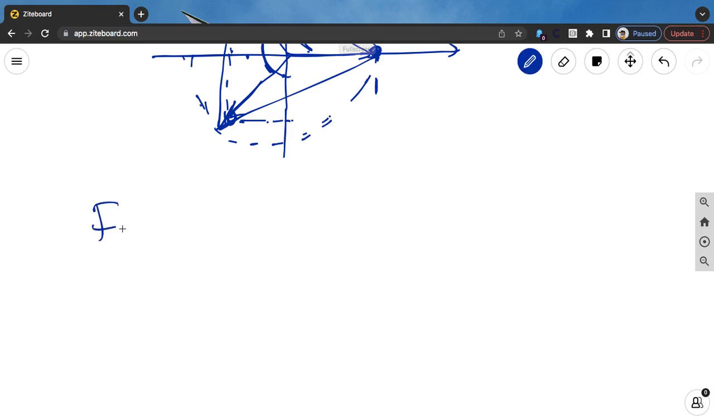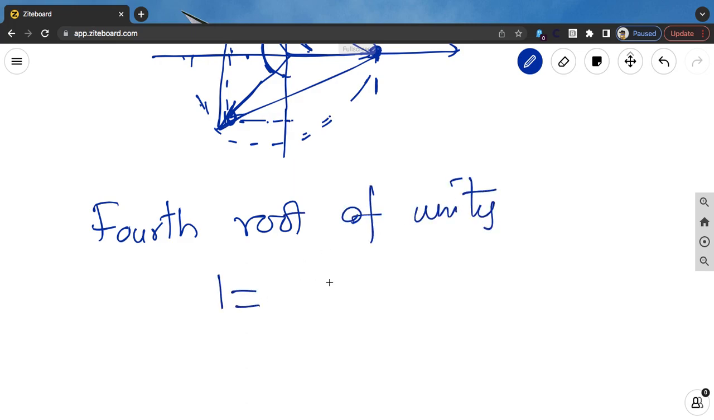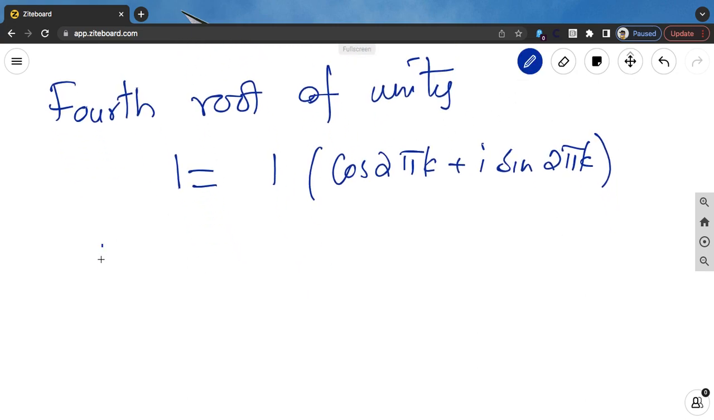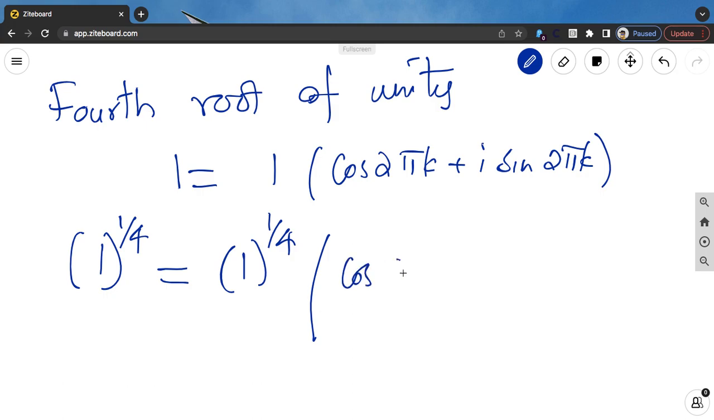If I do the fourth root of unity, again what is unity? 1 can be written as 1 times cos of 2 pi k plus I sine of 2 pi k. What does 2 pi k indicate? All multiples of 2 pi. Cos and sine are periodic with 2 pi radians, so they will repeat in values. If I am taking the fourth root of unity, by De Moivre's theorem, the modulus gets also rooted, the angle gets multiplied.